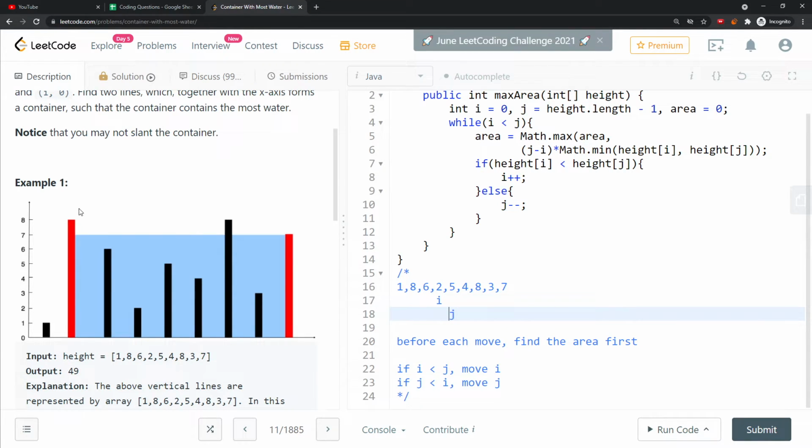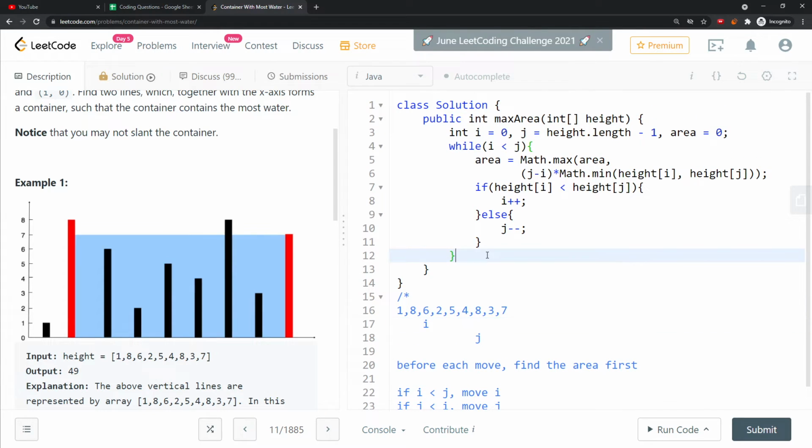Then I find out this one is 8. I find the area first, and then I see 8 is greater than 7, so I move my j. That is why you keep moving your pointer based on your height. I move again to 8, and in this condition height i is not less than height j, because they are equal, so you move your i. And then you will find the point in between.